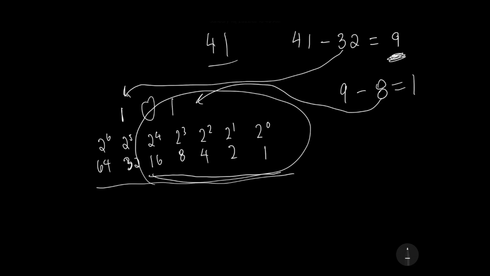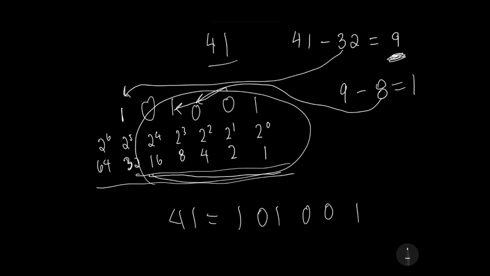Okay, and the only number that will fit into 1 is this one right here. So these two become zeros. So 41 equals 1, 0, 1, 0, 0, 1. Okay, so this arrow actually should have gone right here. My bad. So really, what we're trying to do is take our binary values right here and fit them into 41.